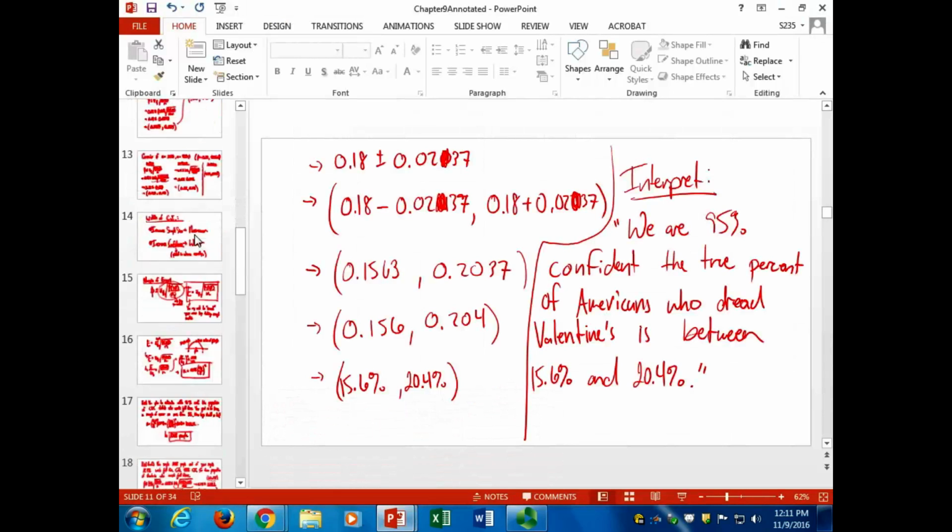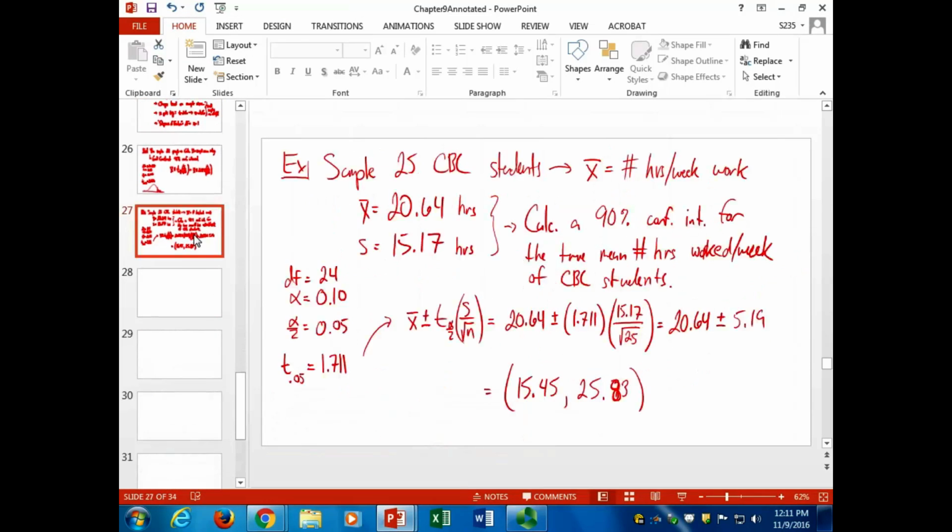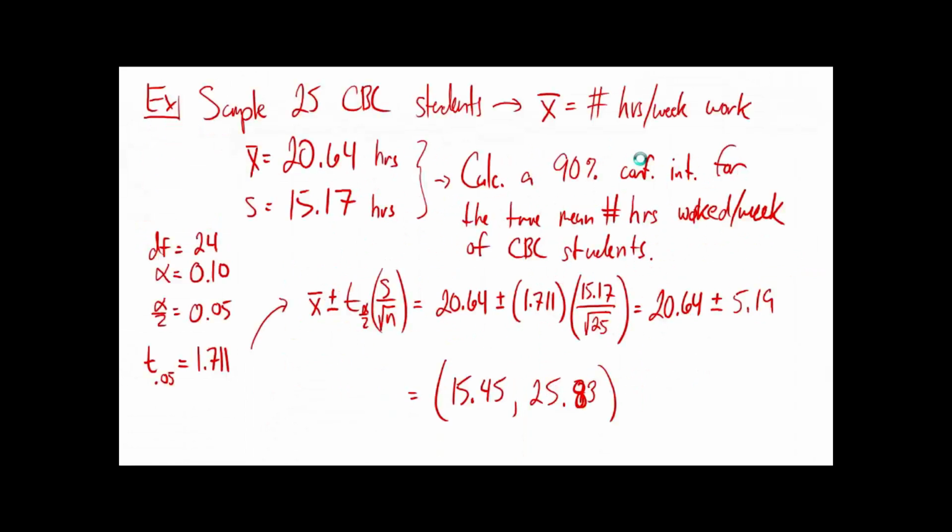Any questions about actually calculating the T interval, though? The one we just did? Do you have questions about that, or do you feel okay about it? Okay, so you know your sample size gives you degrees of freedom. With your alpha level, that gets you your T value, and then it's just plug and chug. Right? Okay.